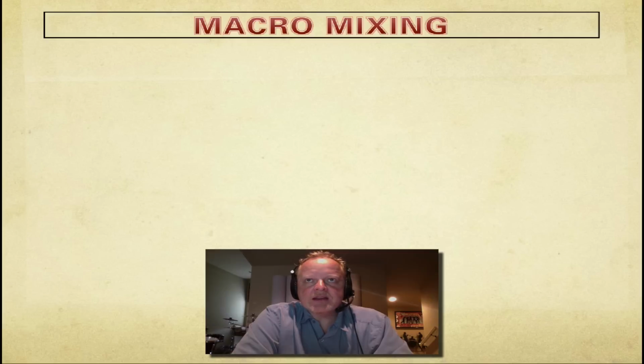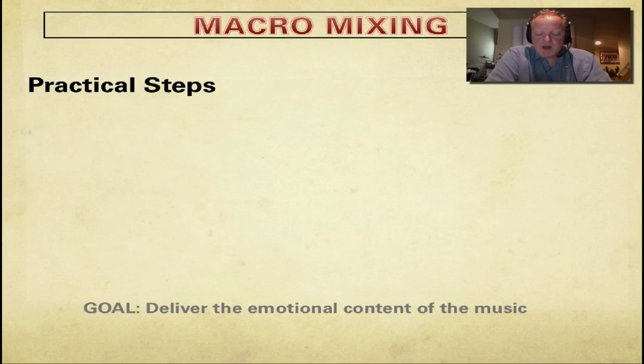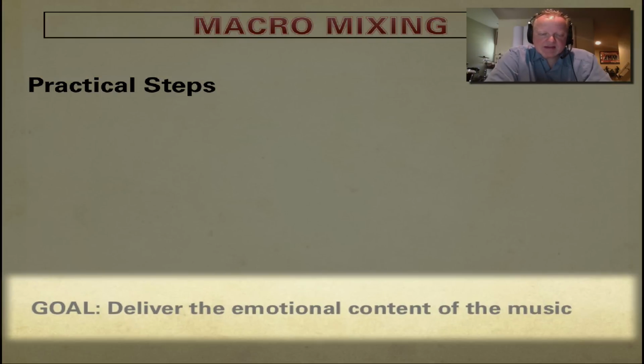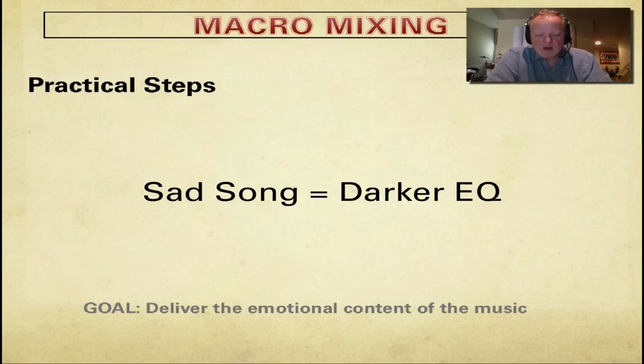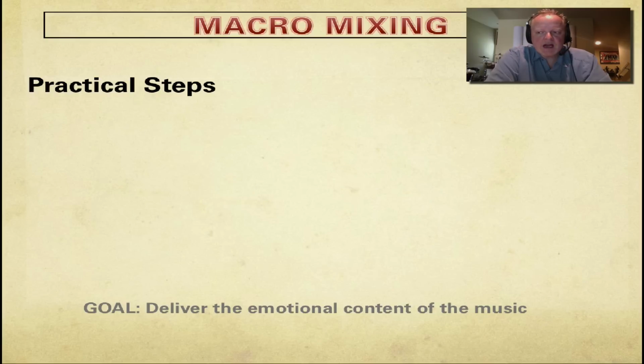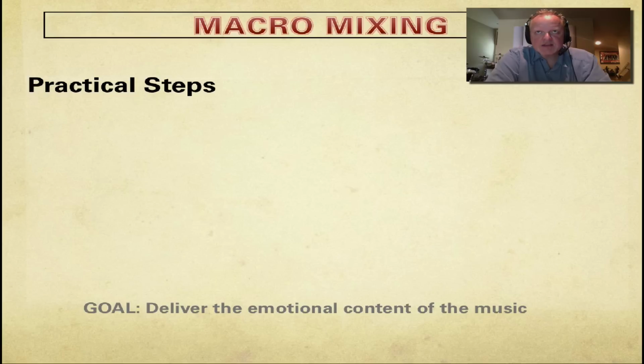The steps of macro mixing are fairly easy. You already started some of them, but what really needs to be focused on is what is mixing all about. Mixing is about delivering the emotional content of the music. That means if it's a sad song, this has to reflect in how we mix the song. If it's a happy song, it has to reflect in how we mix it. What kind of EQs we apply, how wet it is, how much reverb we're using, how much compression there is. So in more aggressive songs, you can use more compression, and in lighter songs, you obviously can't use as much.